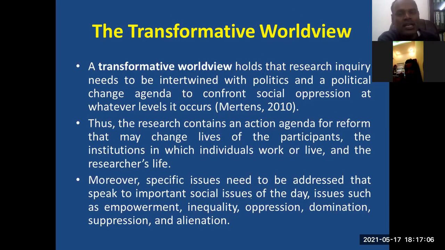So this is the third one, the transformative worldview. The transformative worldview holds that research inquiry needs to be intertwined with politics and a political change agenda to confront social oppressions at whatever level they occur. This is very important if you are involved in action research. If you are involved in action research, then you need to choose the transformative worldview, because there is a purpose for our research. If you want to create a change among the community, then you need to choose the transformative worldview because you are taking the respondent as one among the actors to initiate your research. So you have an ideology of what kind of changes you want to make in the community.